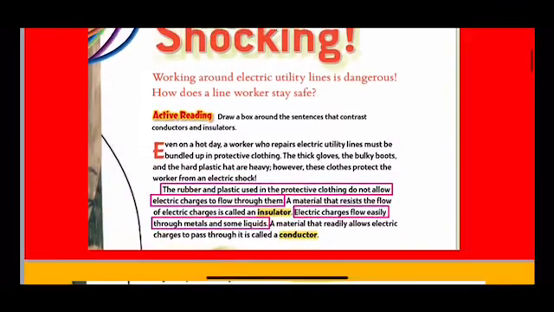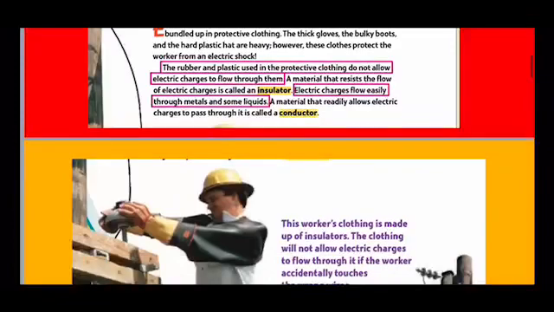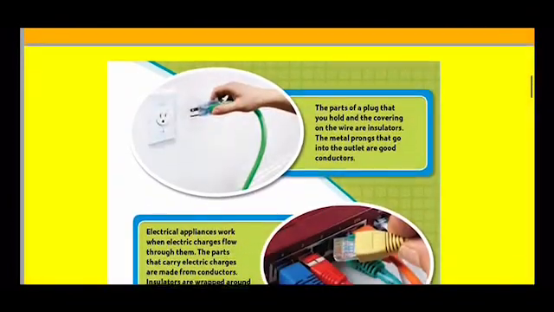Alright, so we know all about insulators and conductors. Now, the rubber and plastic used in the protective clothing do not allow electric charges to flow through them. So these are insulators. Then, electric charges flow easily through metal and some liquids, so we call them conductors. And we know all about insulators and conductors. Okay, now let's learn about new things.